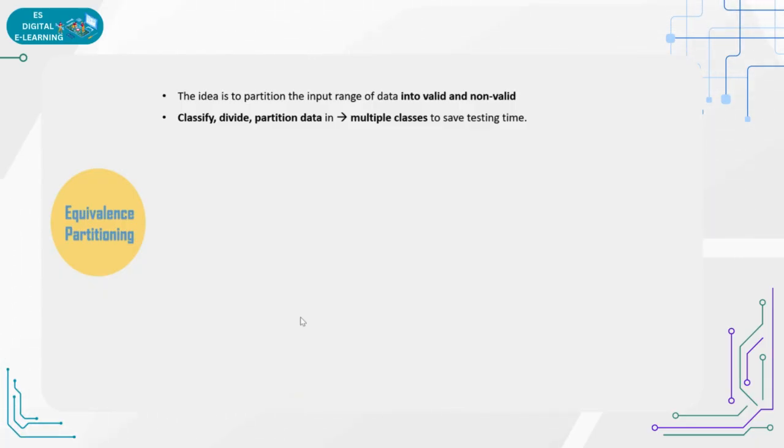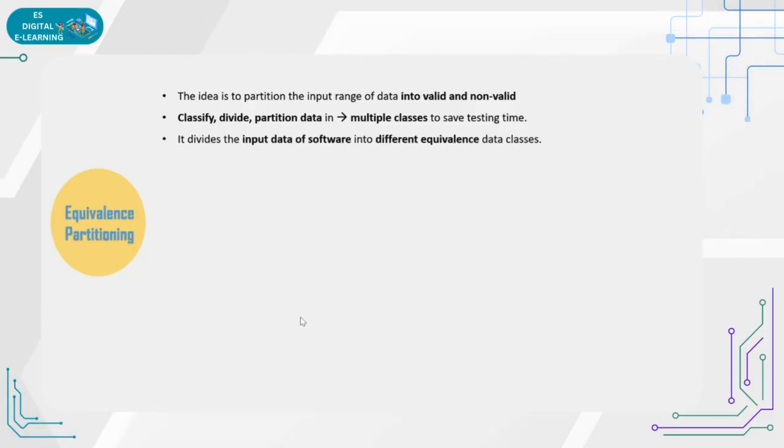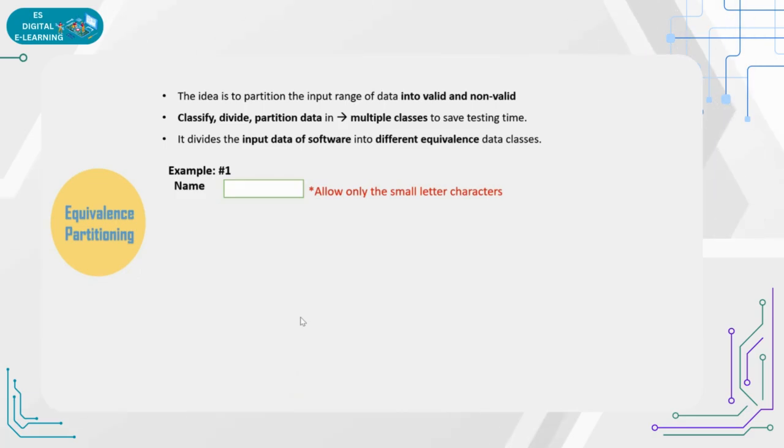Classify means what is the range they have given. Then how we need to divide. Once we divide, it will be a partition, it will be a group. Whatever input we are taking, we'll distribute it equally. Let's take an example: name, which allows only small letter characters. That is equivalence partitioning.